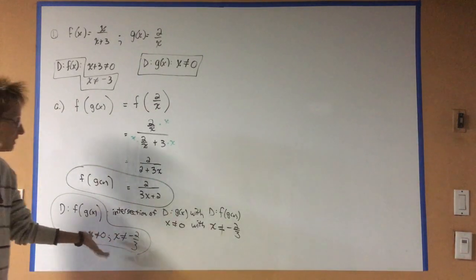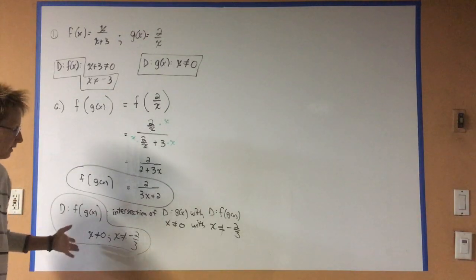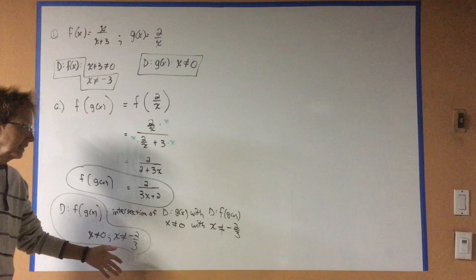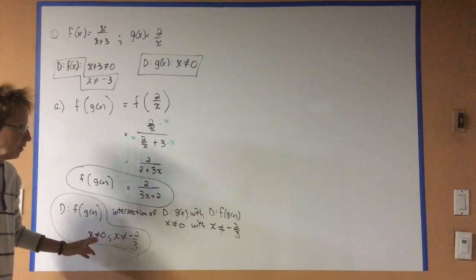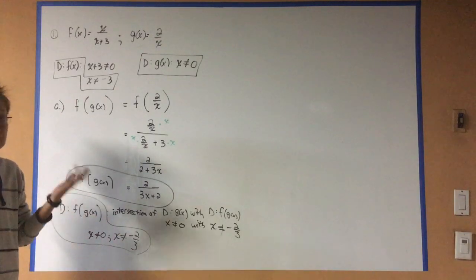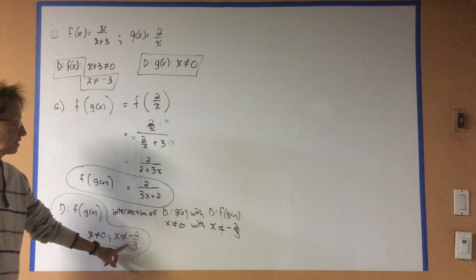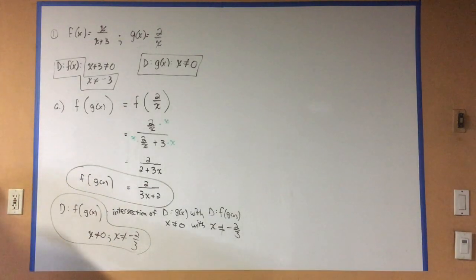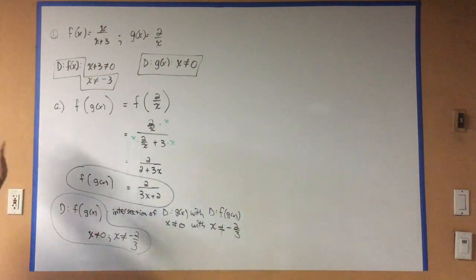X can't be 0, x can't be negative 2/3. Interval notation for that is a little trickier. I'd have to go negative infinity to negative 2/3, parenthesis, union, parenthesis, negative 2/3 to 0, parenthesis, union, parenthesis, 0 to infinity. There's no point. Just list the restrictions. So there's f of g of x.